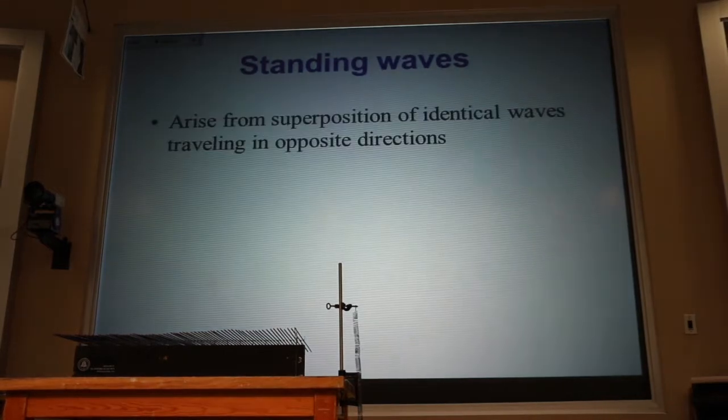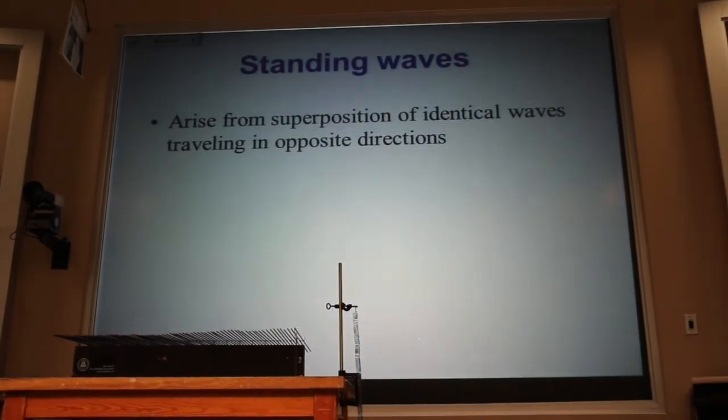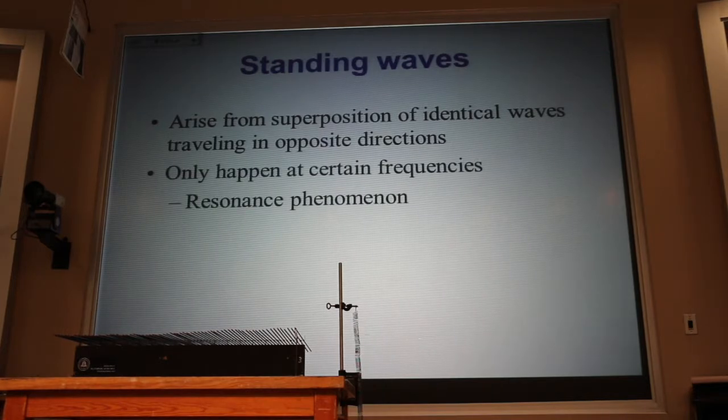Now, in summary, a standing wave arises from a superposition of identical waves traveling in opposite directions. It's a resonance phenomenon that only happens at certain frequencies. But what we find is that for the case with the string that's clamped at both ends, if F1 resonates, then F2, which is twice F1, will resonate, and F3, which is 3 times F1, will resonate, and F4, which is 4 times F1, will resonate.